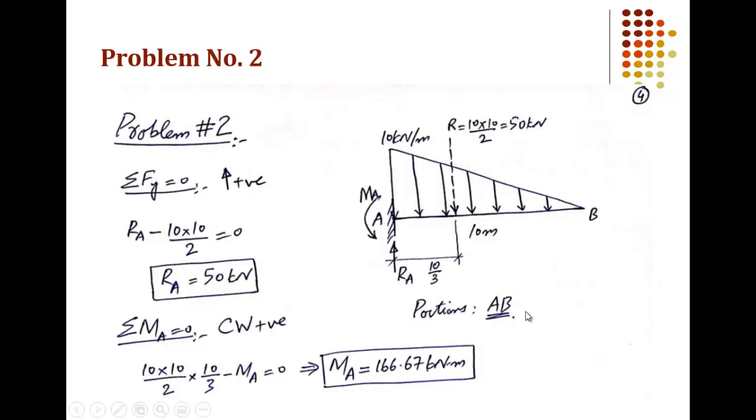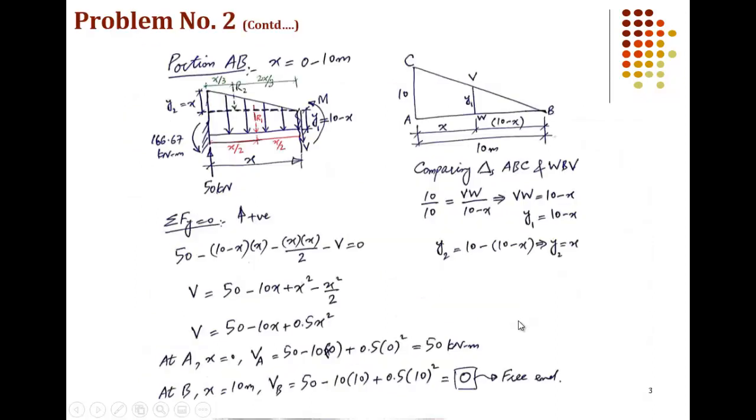We have determined the reactions, and we have seen what portions are there. There is only one portion, so now we will consider this portion and write down the equation for shear force and bending moment.